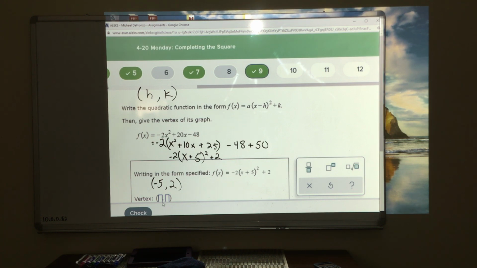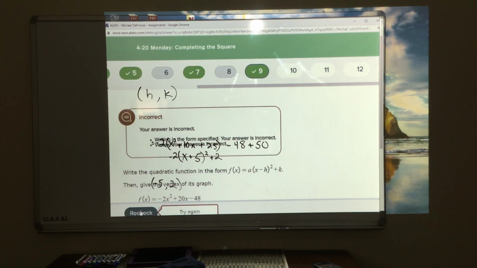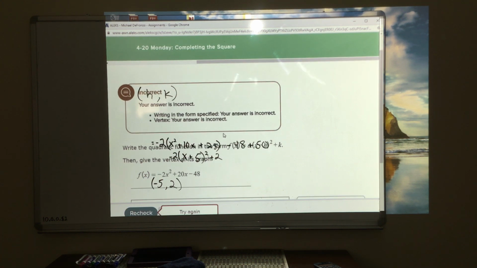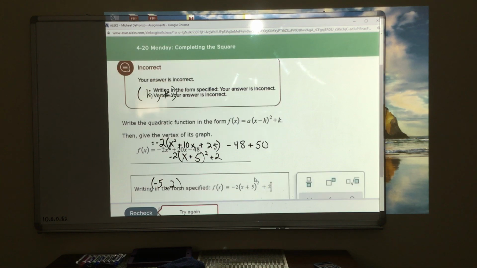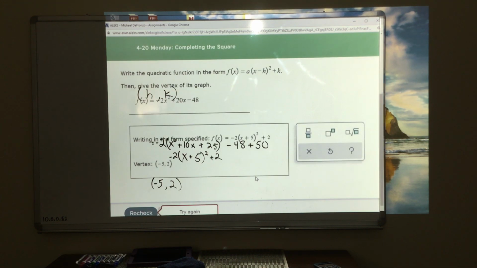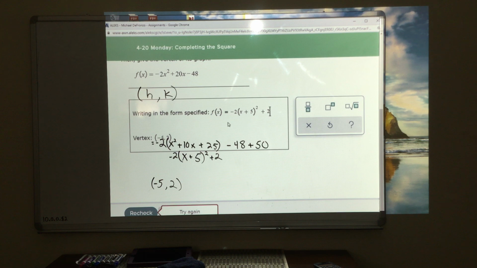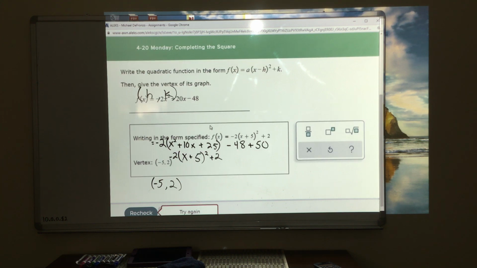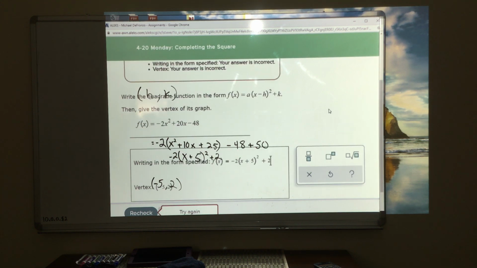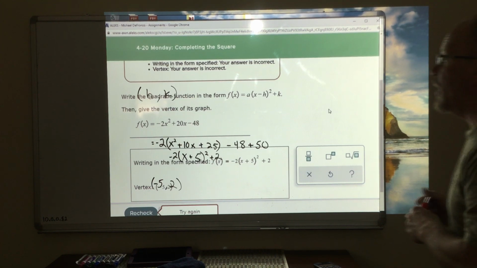And then down here is negative 5, 2. Incorrect. Both parts. Okay, let's see what I put in, the same as what I worked out. Negative 2 times x plus 5 plus 2. 5, 2. All right, you experts. Let's see what I did wrong right here.